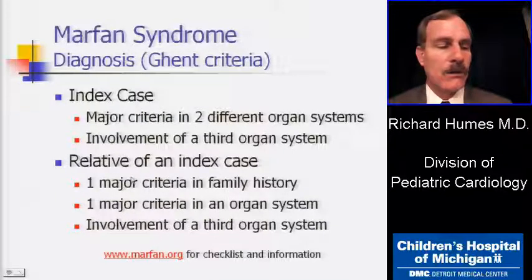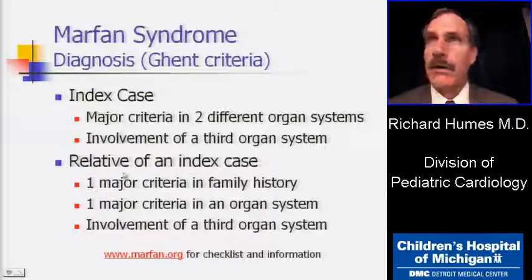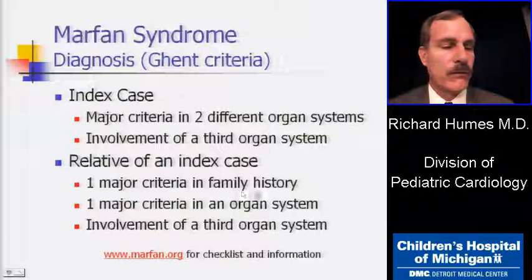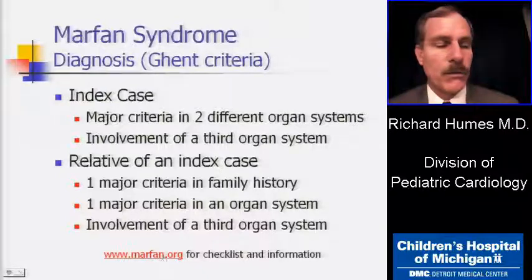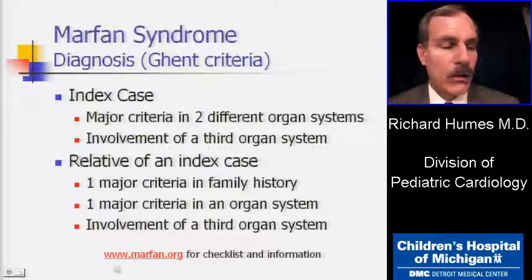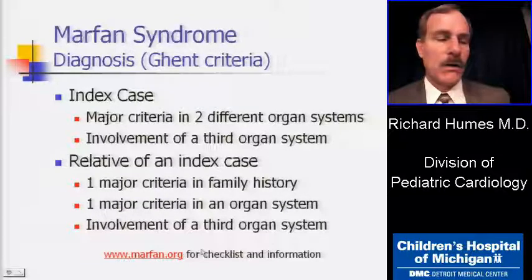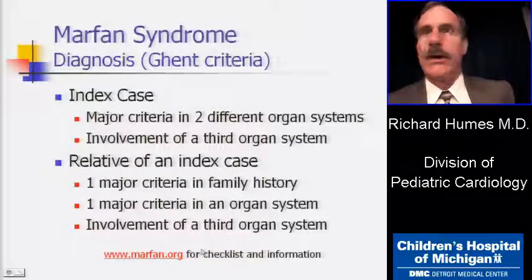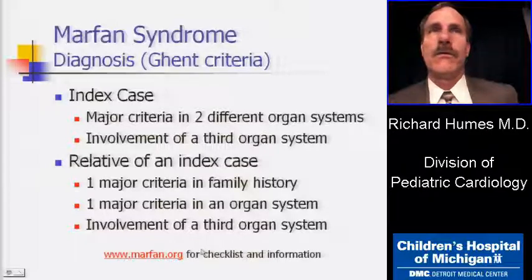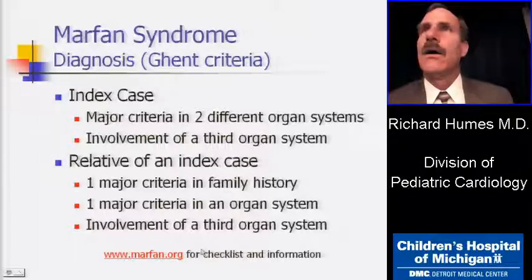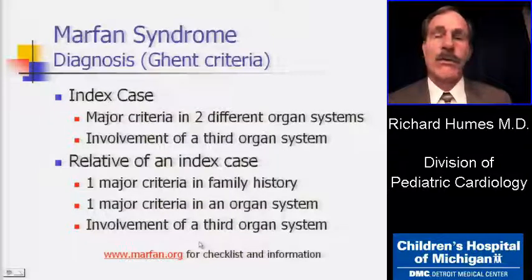for the index case. For the relative of an index case, you already have a family history of Marfan syndrome, and you need to have just one major criterion in an organ system and involvement of a third. I would encourage you all, if you're interested in this, to go to the Marfan syndrome website at www.marfan.org, where they have an extensive set of information. They have the checklist about the diagnosis of Marfan syndrome if you're considering it in a patient.